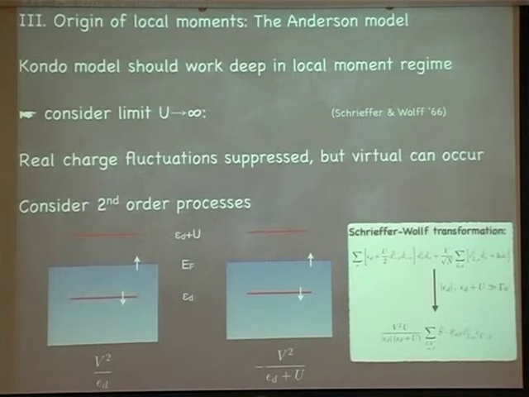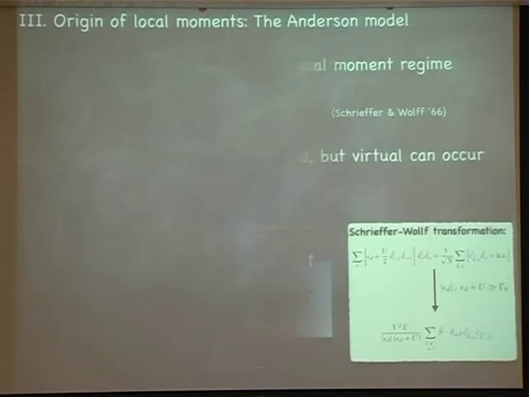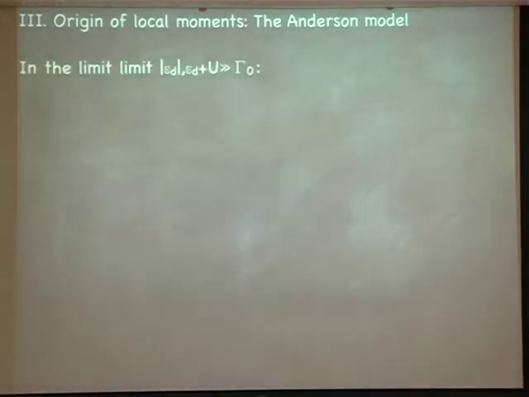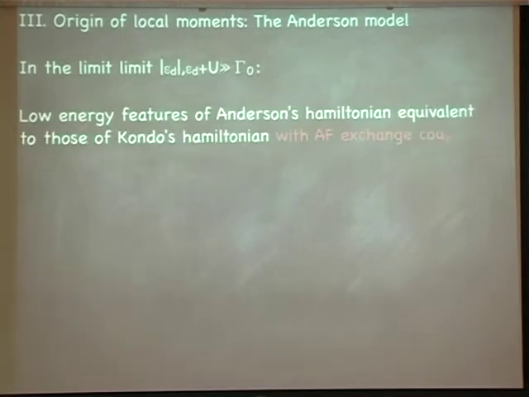So you really have Kondo physics. Both models show the same physics. Again, in the limit that the localized level and its doubly occupied counterpart are way above and below the Fermi energy. Way above means much larger than this fluctuation scale gamma naught. Your low energy features of the Anderson Hamiltonian will be equivalent to those of the Kondo Hamiltonian with antiferromagnetic exchange coupling.